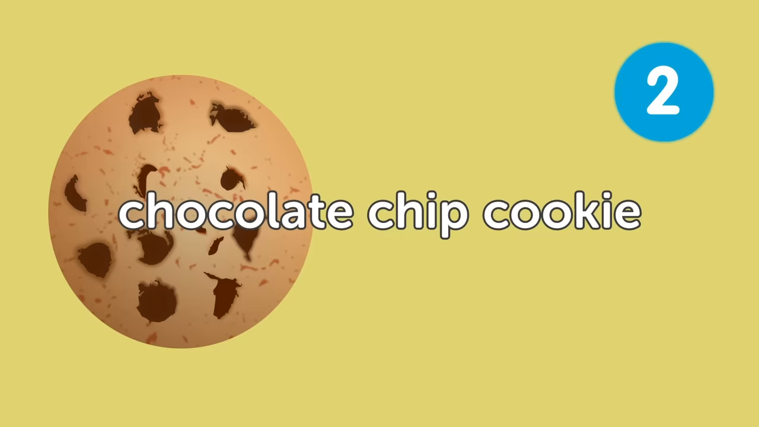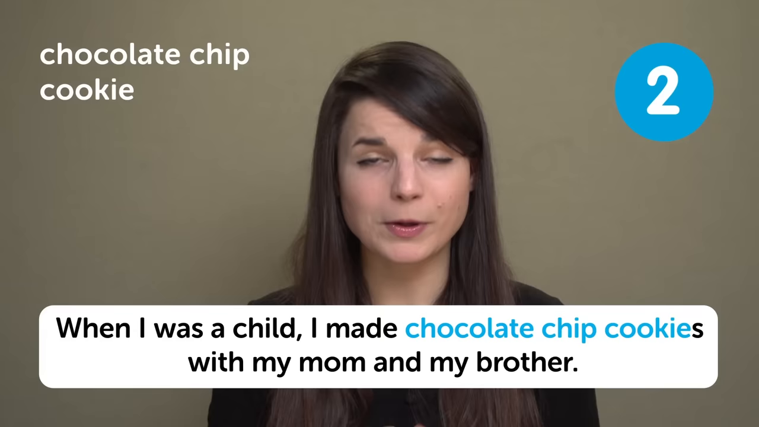Chocolate chip cookie. The next food is the chocolate chip cookie. This is a very popular cookie. It's a simple cookie. You just put chocolate chips into any cookie, into anything, and you can make a chocolate chip cookie. If you eat it, there's a very kind of nostalgic childhood feel about a chocolate chip cookie. In a sentence, when I was a child, I made chocolate chip cookies with my mom and my brother. That's true.